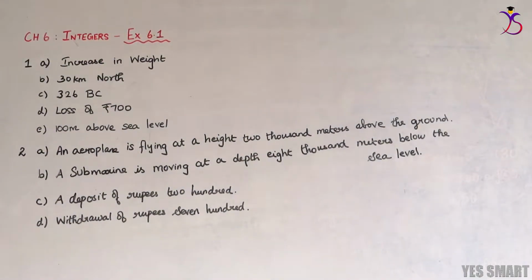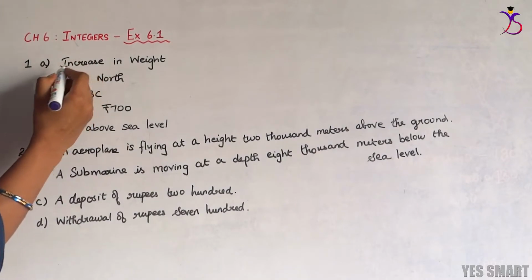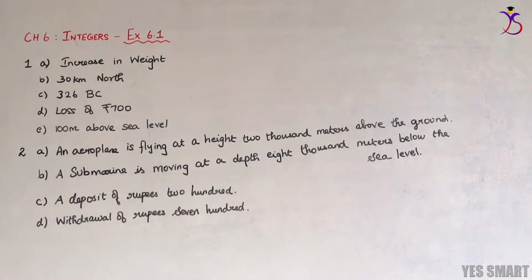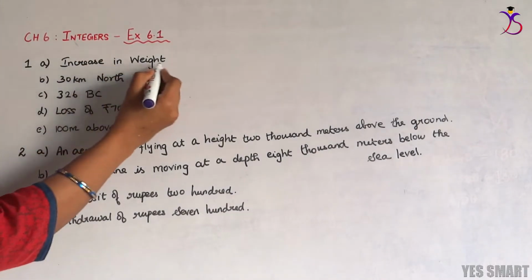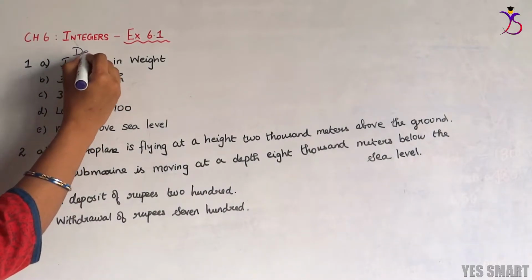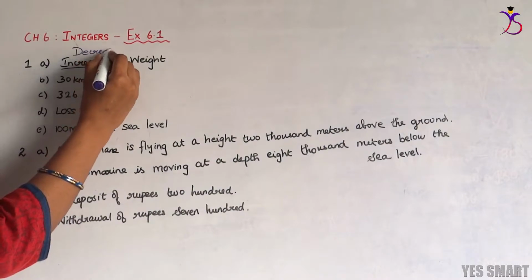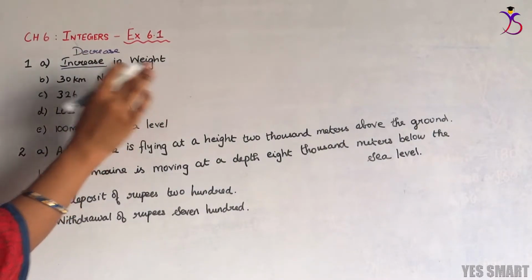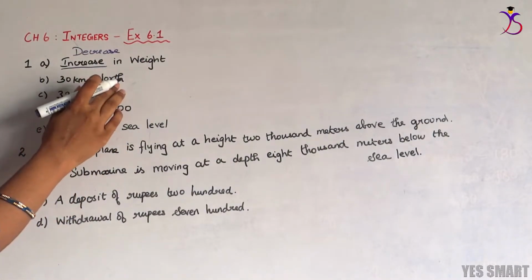Today we are going to discuss chapter 6, Integers, and exercise 6.1. In the first sum, they are asking us to write the opposites for the given statements. Starting with subdivision A, they have given us increase in weight. I am just highlighting the word increase. The opposite of increase is decrease. Therefore the answer is decrease in weight.